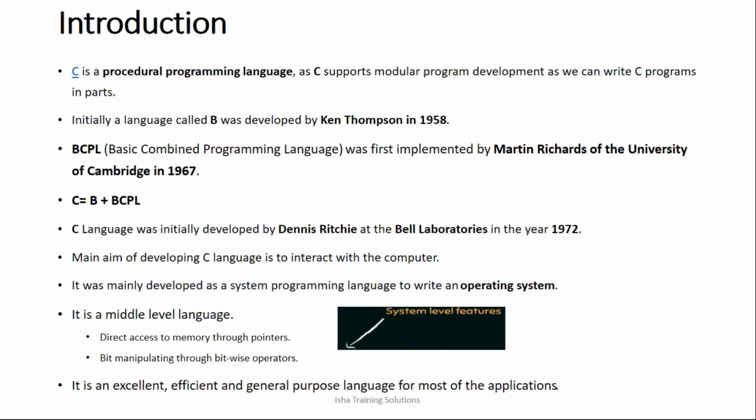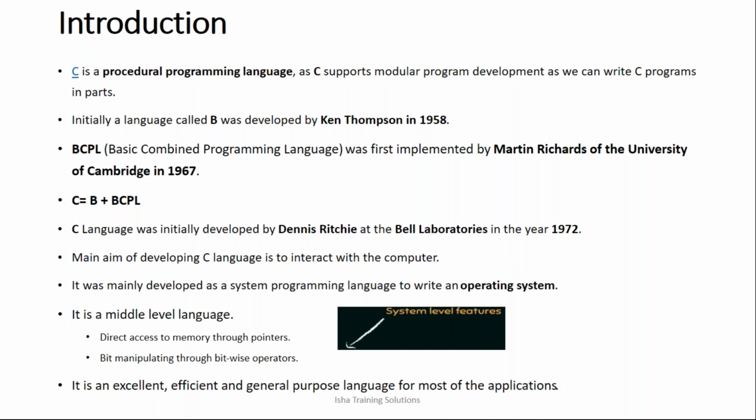Now we will go into the introduction a little bit deeper. C is a procedural programming language. A procedural programming language is one which can be developed in different modules. There is no necessity that a program should be of a single module or a single part. We can develop the code in multiple parts actually, so we can write the program in multiple parts.